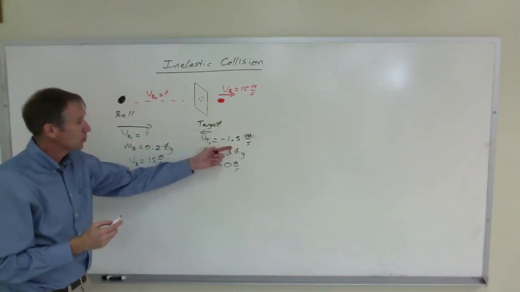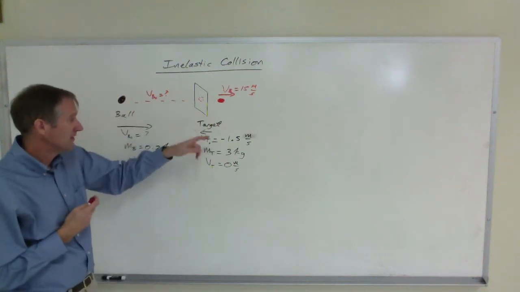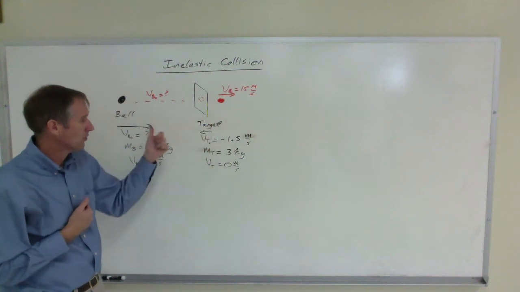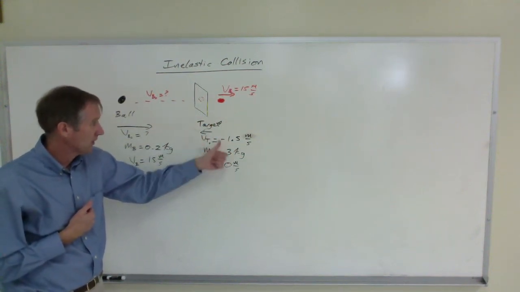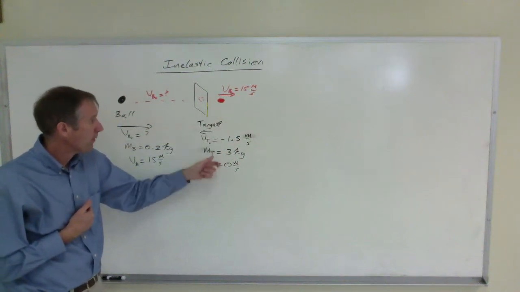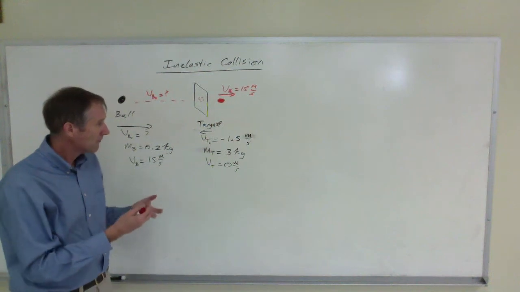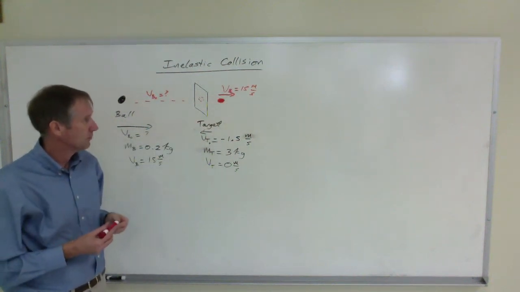The target is moving towards the ball before it is hit, and it's traveling at 1.5 meters per second towards the ball. That's why I use the negative sign here. It has a mass of 3 kilograms, the target, and the ball passes through it and brings the target to rest. So after the collision, the target stops when the ball is traveling at 15 meters per second.